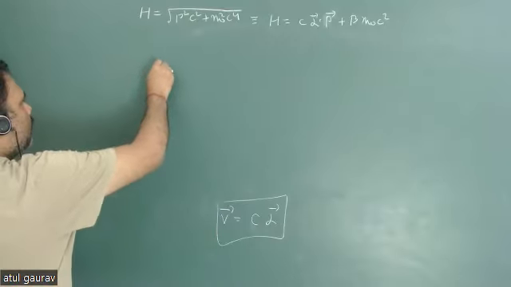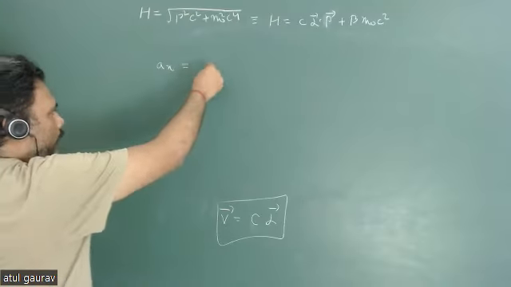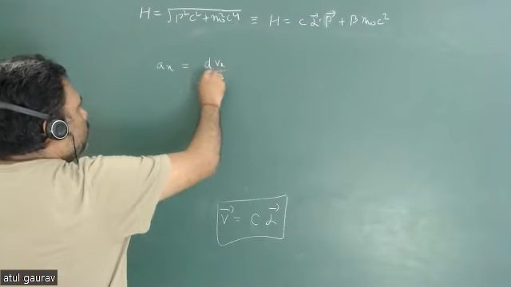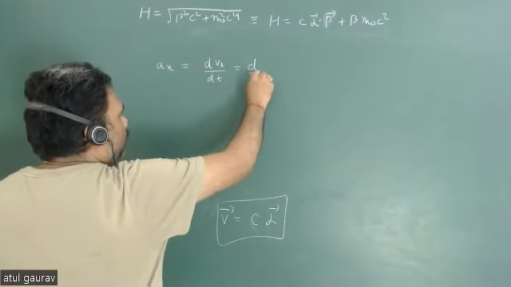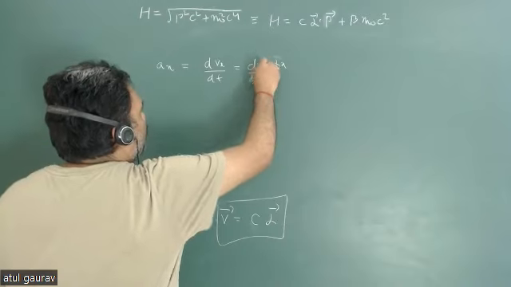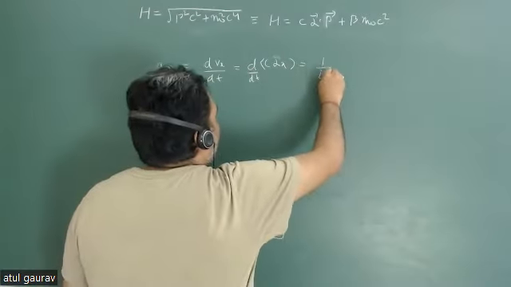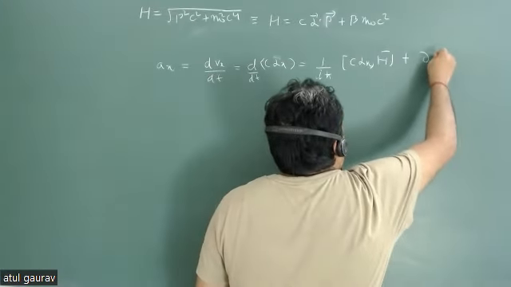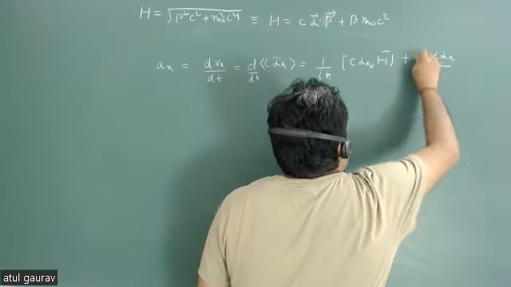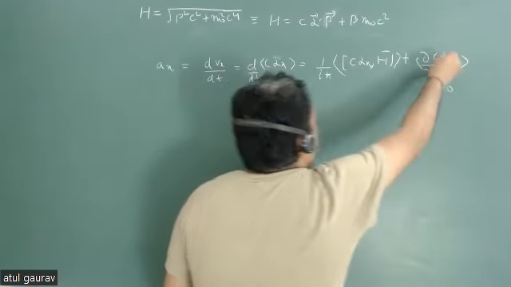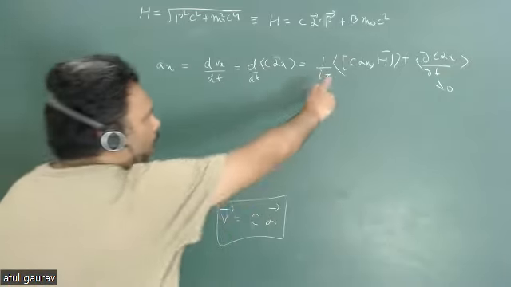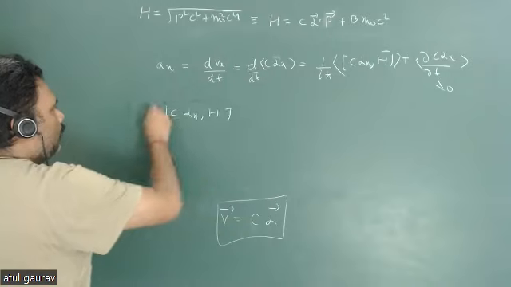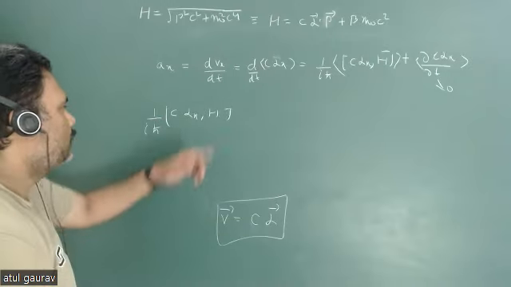Now, let's calculate ax. We will calculate ax, then write everything in vector form. There is not any problem. You can write del vx upon dt, and this will be d upon dt of c alpha x, and this can be written as 1 upon i h cut c alpha x H, plus del c alpha x upon del t. This is 0 because alpha x is not an explicit function of time. And we have to just calculate the value of c alpha x H. Okay. And 1 upon i h cut is also there. So let's try to go for this.